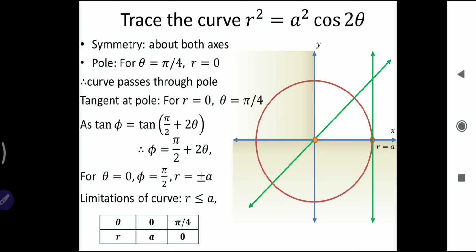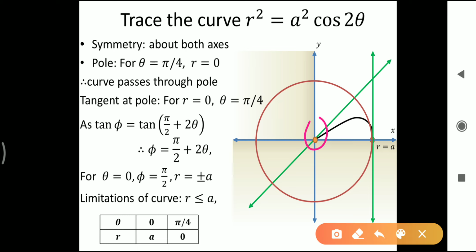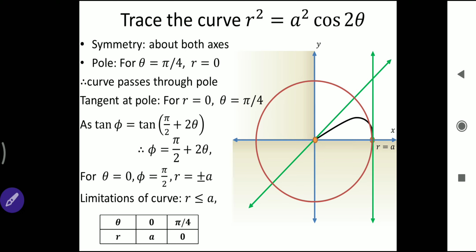So when theta is equal to 0, your r will be a, and when your theta is equal to pi by 4, r is equal to 0. So this kind of curve you are going to have, because this is also a tangent, and this is also a tangent, so the nature of the curve at that point will be parabolic. Similar kind of thing will be there below the x-axis, and because of the symmetry about the y-axis, the same kind of thing we are going to have on this side. So it looks like an infinity, and the name of this curve is Bernoulli's lemniscate.